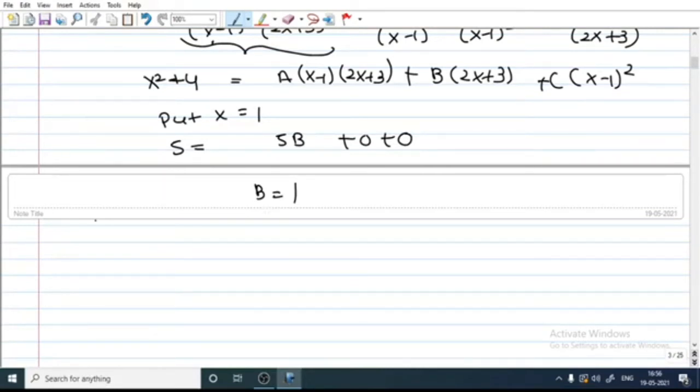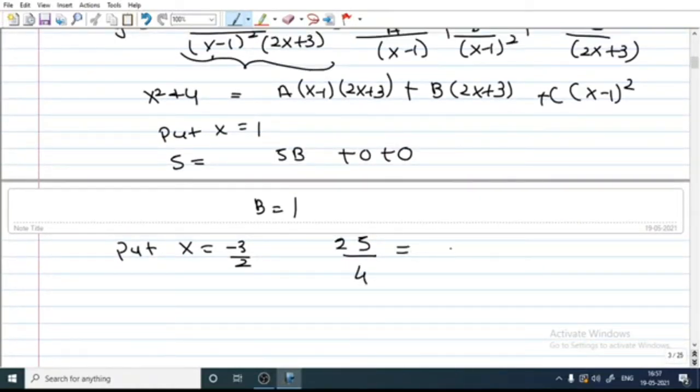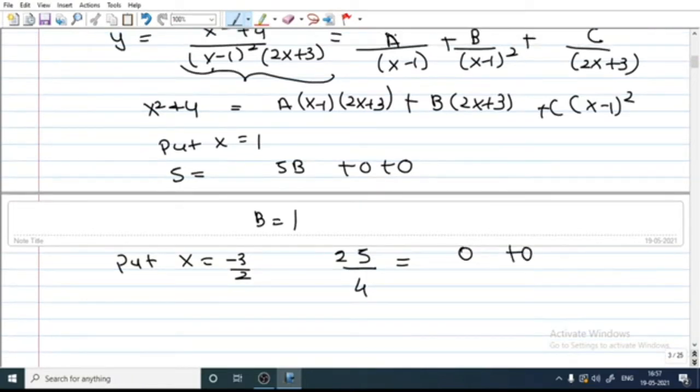After this, what we are going to do is put x equals minus 3 by 2. The moment you put x equals minus 3 by 2, what you are going to get here is 9 by 4 plus 4, which will be 25 by 4. After this, here it will be 0, here it will be 0, and here it will be c into (minus 3 by 2 minus 1) the whole square.